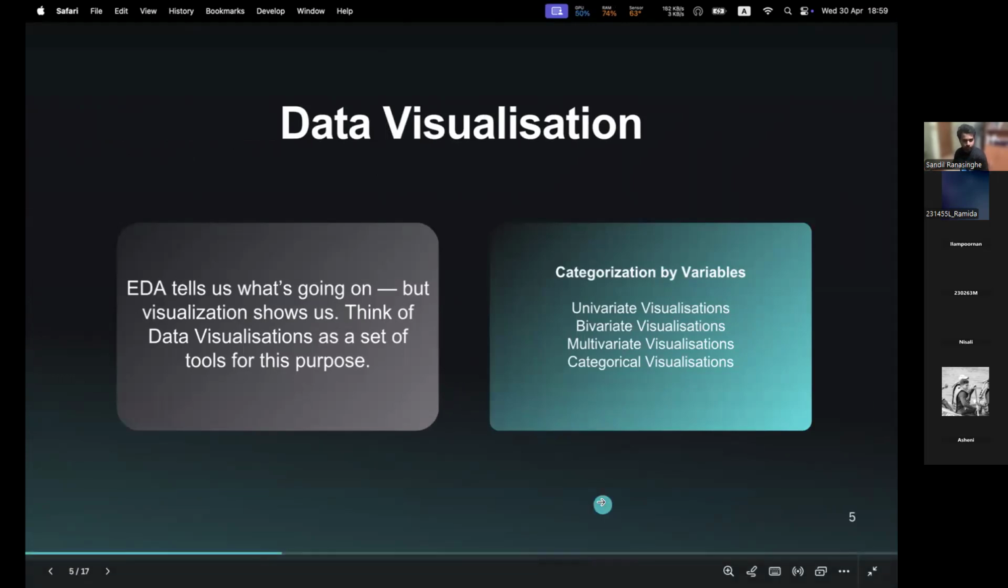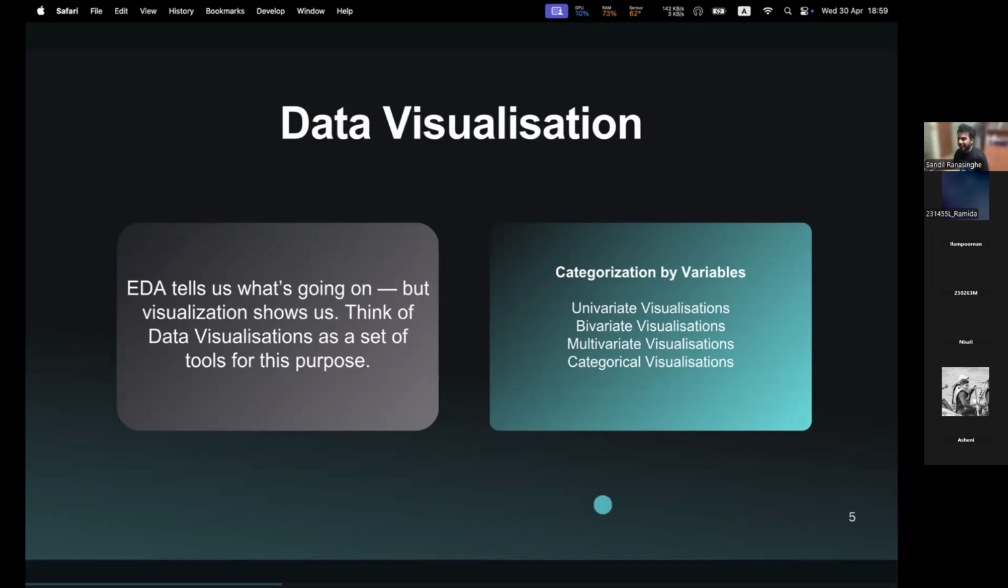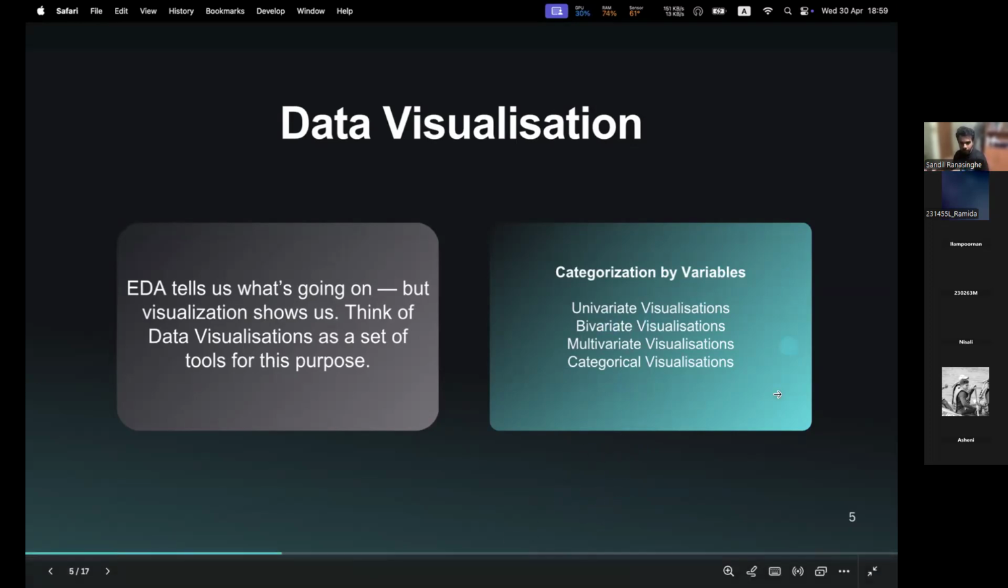So exploratory data analysis tells us what's going on, but data visualization is what actually shows us, right? So you can think of data visualizations as a set of tools for this purpose. The tools are the different kinds of plots or graphs or whatever that you can plot. If you Google search and look around a bit, especially if you look at some of these plotting libraries, you will see a vast number of different plotting techniques, plotting tools, plotting graph types that you can use. But for this session, I'll quickly introduce you to a basic categorization based on the variables that are there.